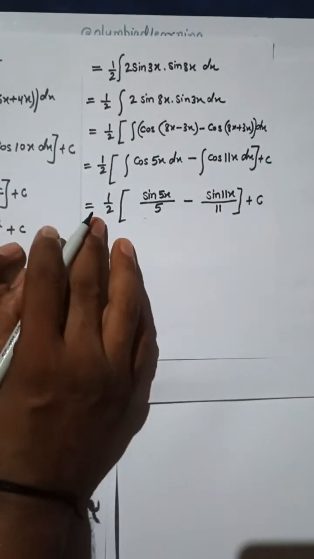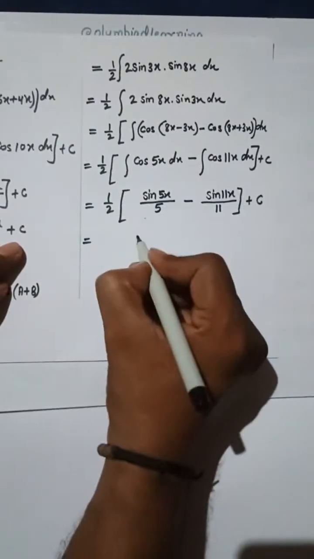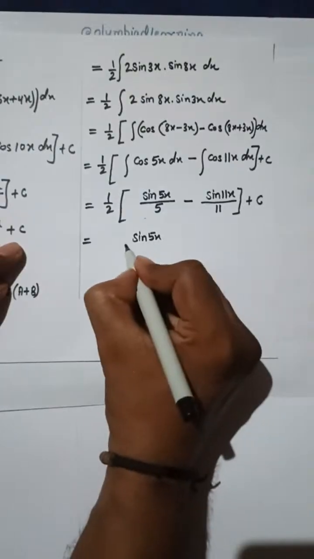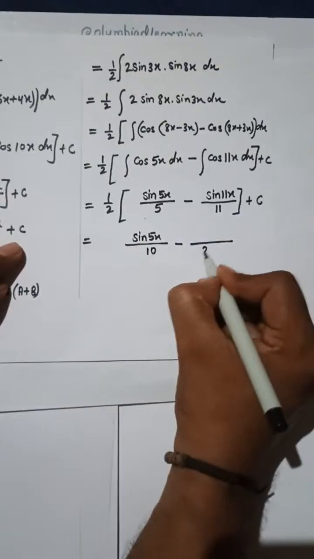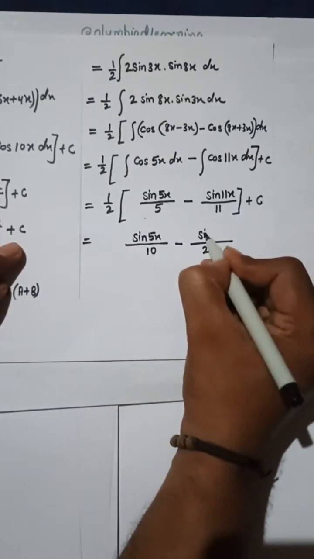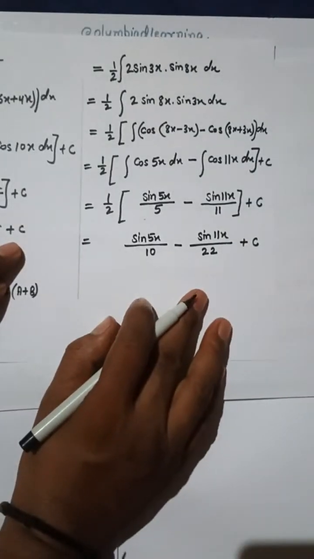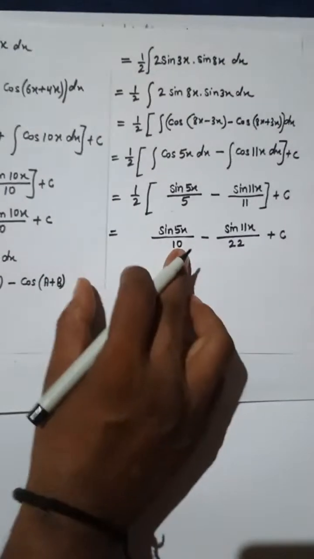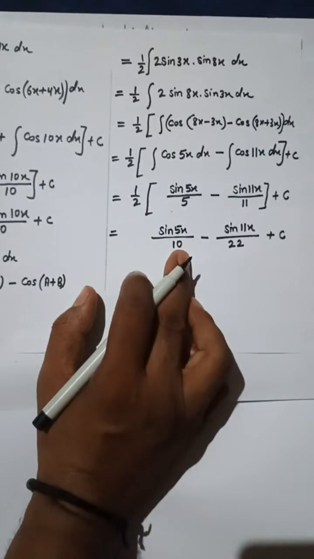Now 1 by 2 is going to multiply with this term and this term respectively. So here 1 into sine 5x is sine 5x, by 2 into 5 is 10, negative 2 into 11 is 22, and here we have sine 11x, plus c. So this is the integration of sine 3x into sine 8x, both are sine. So we have this.